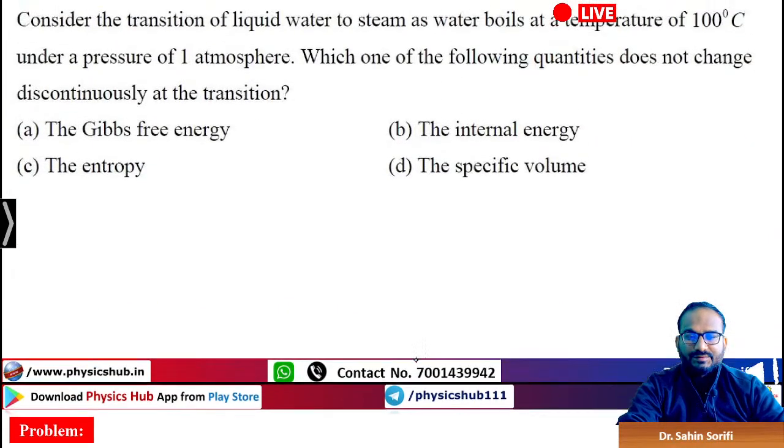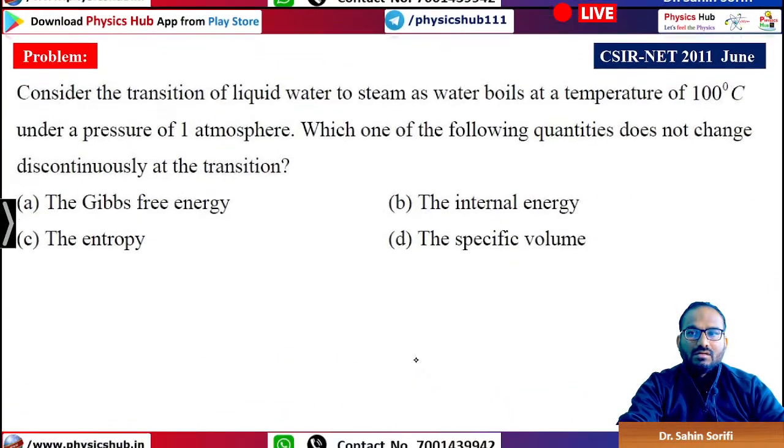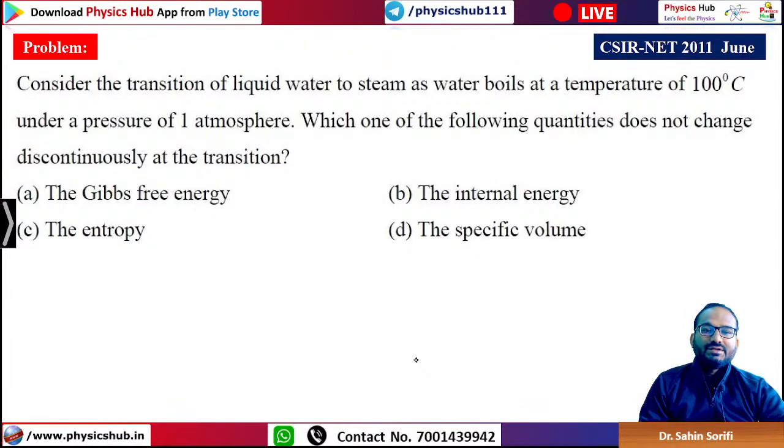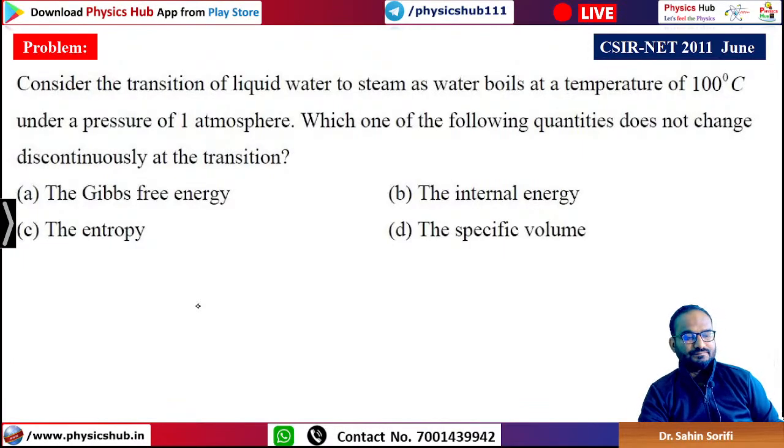Chalo, let's do this problem. Consider the transition of a liquid water to steam as water boils at temperature 100 degrees centigrade under a pressure of 1 atm. Which one of the following quantity does not change discontinuously at the transition? Very good question. Came in June 2011. Give it a try. Simple question.